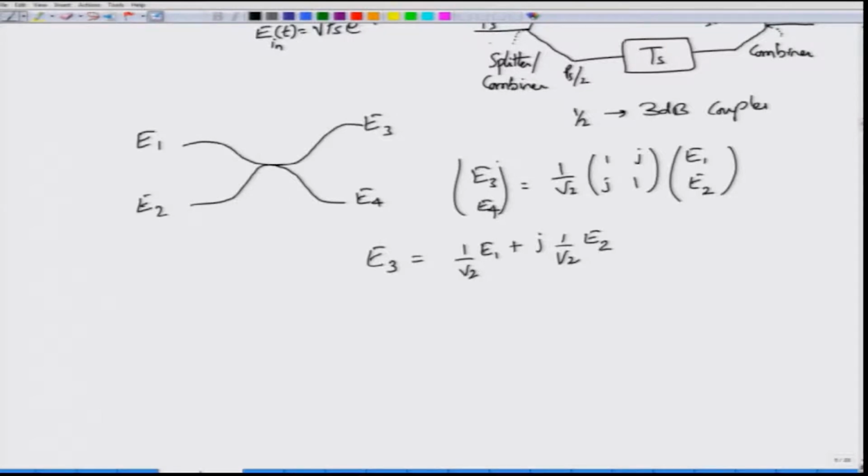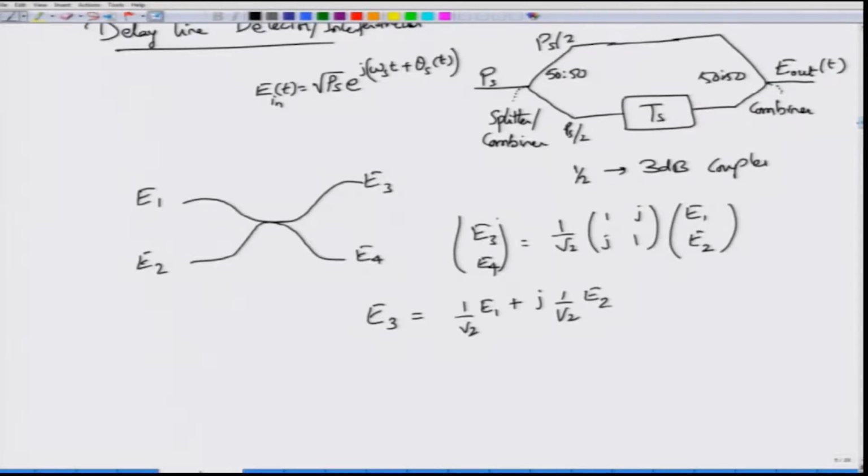So, here if you look at this delay line interferometer, clearly there is signal in only one arm. So, let us say that is the E1 arm, there is no signal in the E2 arm. So, E2 will be equal to 0. So, what would be the split values here? If I call these E3 and E4, what would be E3 and E4? E3 will be square root of Ps by 2. It would actually be 1 by root 2, but I have taken the 2 inside the root.